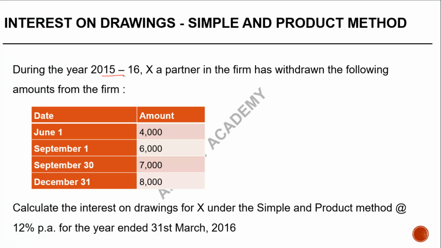During the year 2015-16, X, a partner in the firm, has withdrawn the following amounts from the firm. On June 1, he withdrew 4,000, September 1, 6,000, September 30th, 7,000, December 31, 8,000. Calculate the interest on drawings for X under the simple and the product method at the rate of 12% per annum for the year ended 31st March 2016. Now what you are going to notice is that the answer in these two cases is going to be the same. So let us first do that under the simple method.